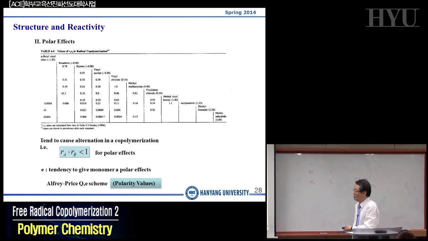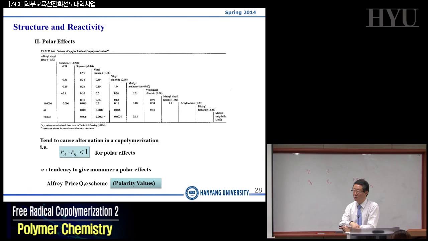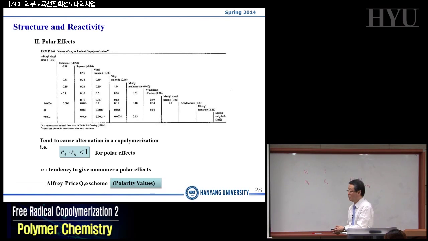When you have much smaller RA and RB, I said we have a tendency to form alternating copolymers. If R1 and R2 are close to zero or zero, then we have alternating copolymers. When R1 and R2, or RA and RB, are much less than 1, then we have alternating copolymers. So the E value here represents the polar effect of your monomer.